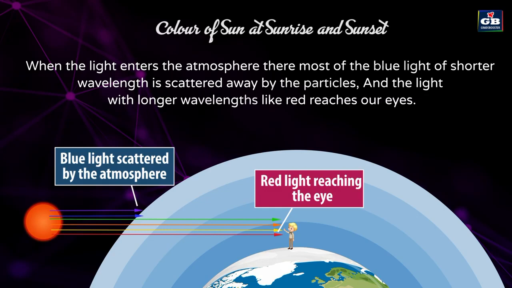When the light enters the atmosphere, most of the blue light of short wavelength is scattered away. That means blue light is filtered. From the light that comes, the blue light is scattered and filtered. So since the blue light is scattered away, the other wavelength light reaches our eyes. That means the red light reaches our eyes. That's why the sun appears red during sunrise and sunset. So this is all about the human eye and the colorful world.